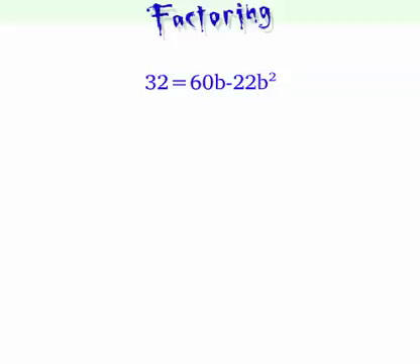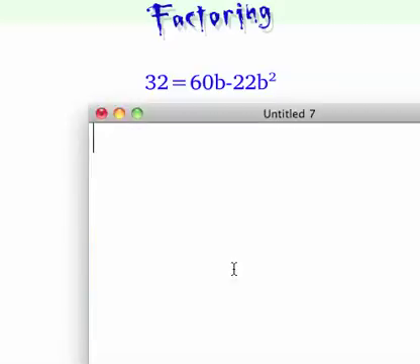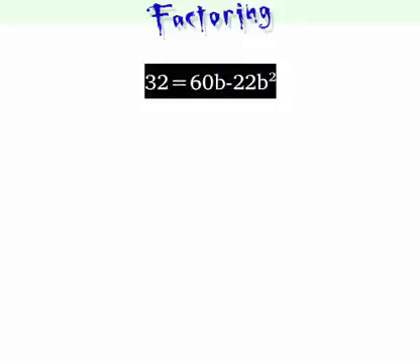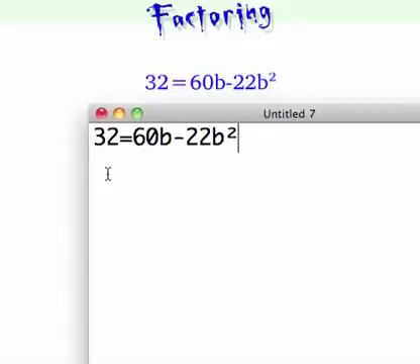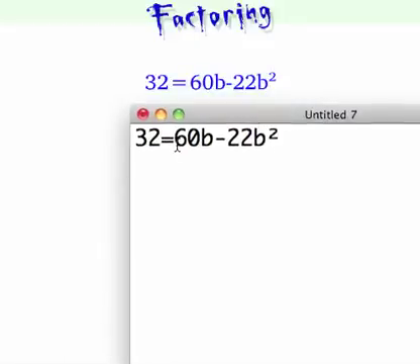Okay? So I have a text box here. Let me just get rid of all that stuff, and I'm going to copy all this into the text box. Then I want everything on one side, so I'll put 0 on this side and put my 32 on the other side, so minus 32. And then I'm going to reorder this: my negative 22b squared plus 60b minus 32.